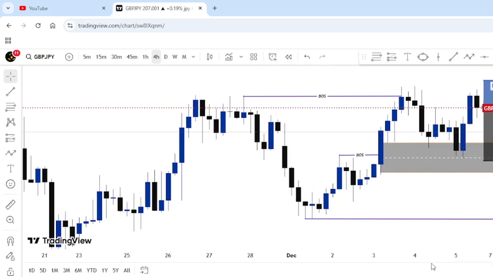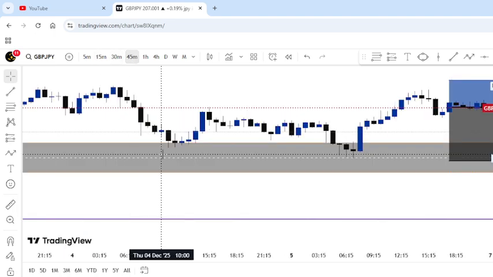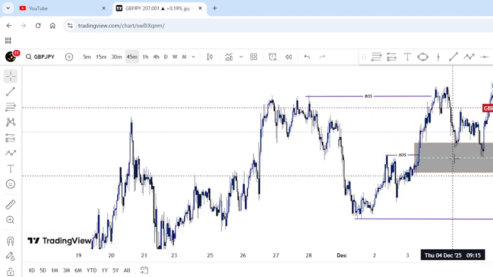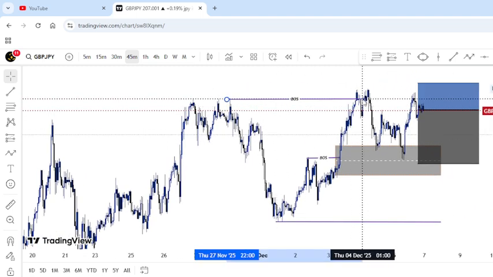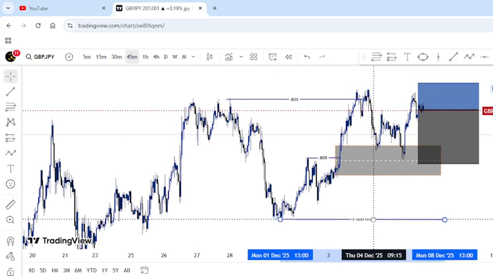So this is what I do. I go to the lower time frame. Since I know we are bullish from the higher time frame, I go more to the lower time frame. And what the lower time frame does for me is it shows me internal structures.